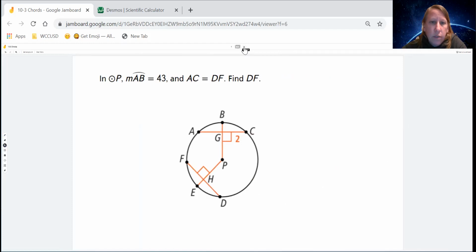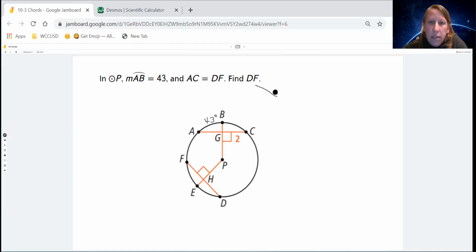Ooh, let's do a math problem. So here's circle P, and we want to know something about circle P. So let's engage with the problem a little bit. So we know that the measure of arc AB is 43. I'm going to put that right into my picture. Okay, and we also know that AC, this chord, is the same as chord DF. So if we can find out how long AC is, then we know how long DF is. And what this says is find DF.